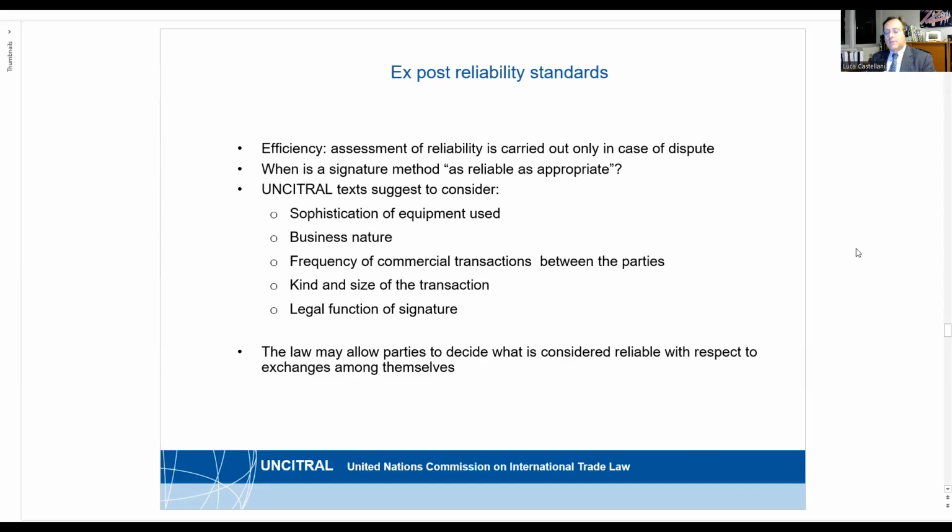Of course, here the problem is that we do not know beforehand if the method is actually reliable. There is some guidance also in UNCITRAL texts with elements like the type of the transaction, the sophistication of the parties, and so on and so forth. And also, because of party autonomy, between themselves, parties can decide that something is reliable, but that, of course, does not affect third parties. So here we have maximum flexibility, maximum efficiency, but maybe not as much legal predictability and certainty as we have in the ex-ante. And of course, the two approaches may be and are combined also in UNCITRAL texts.